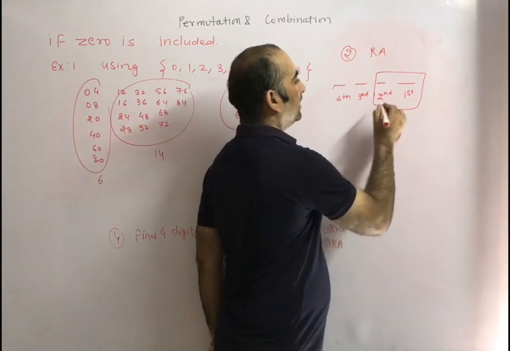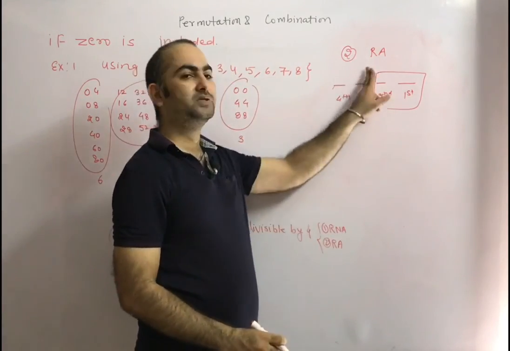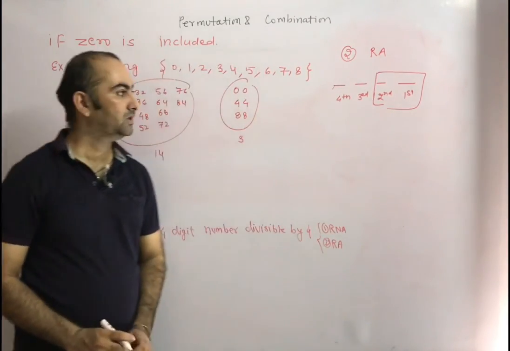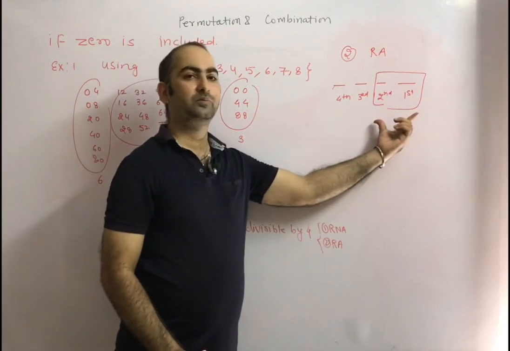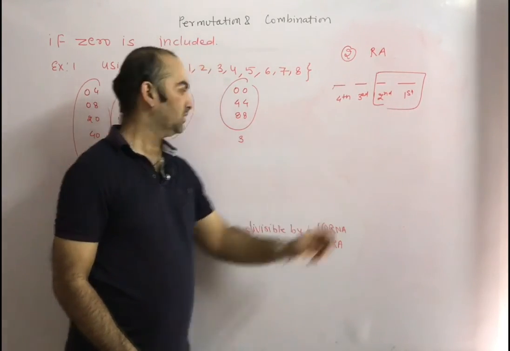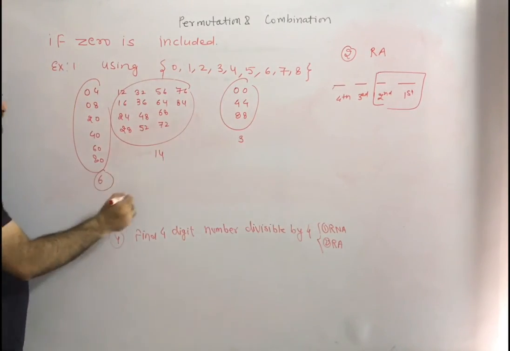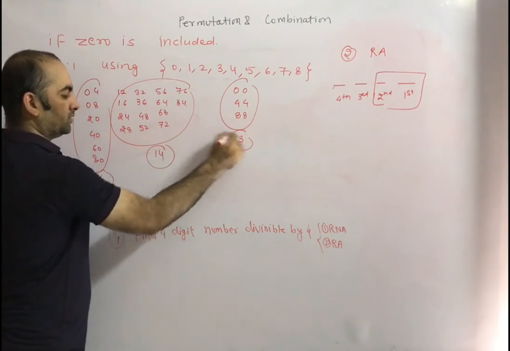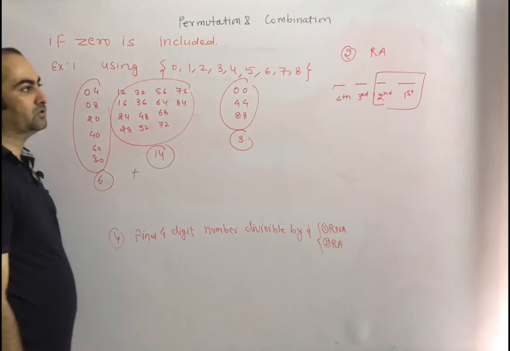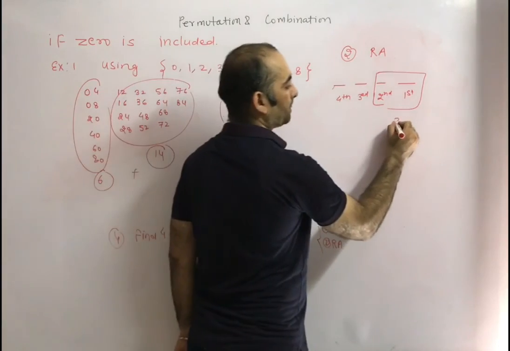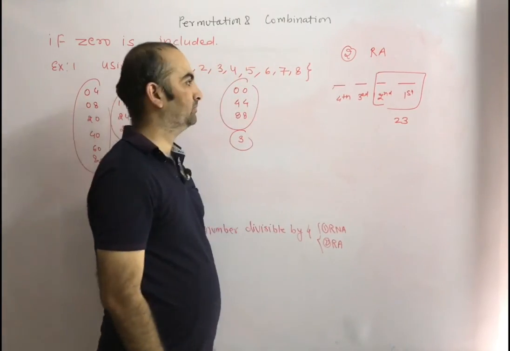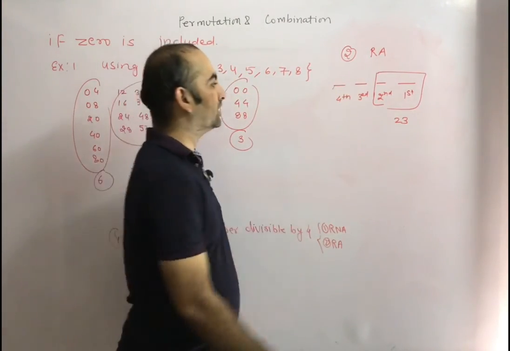Now here repetition is allowed. That means there is no need to make cases. So how many combinations can we put in these 2 places? These are 6 plus 14 plus 3, so what will come? 23. So 23 combinations will come. Is your task over? No, you have to fill the other 2 places also. So what will come? Multiplication.